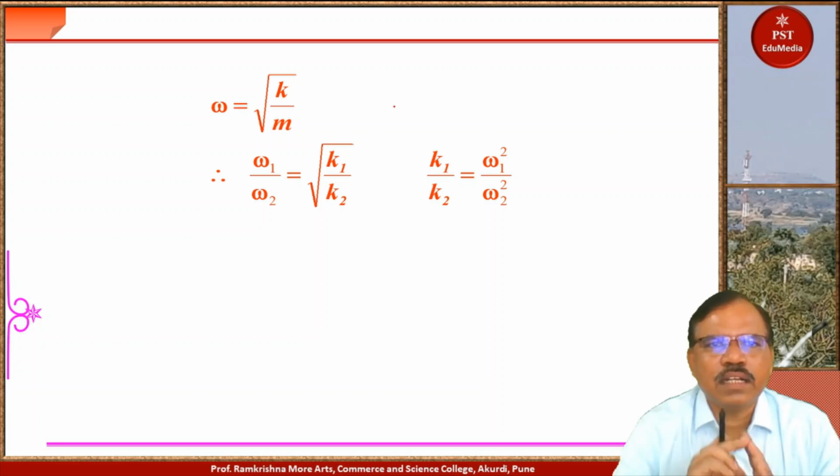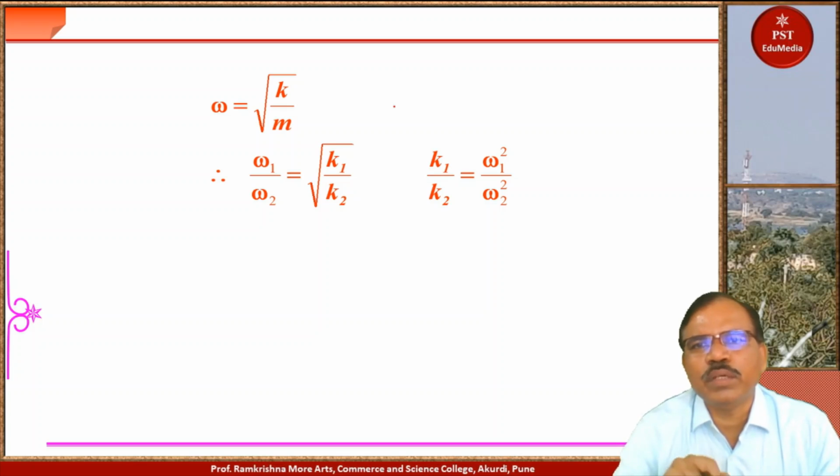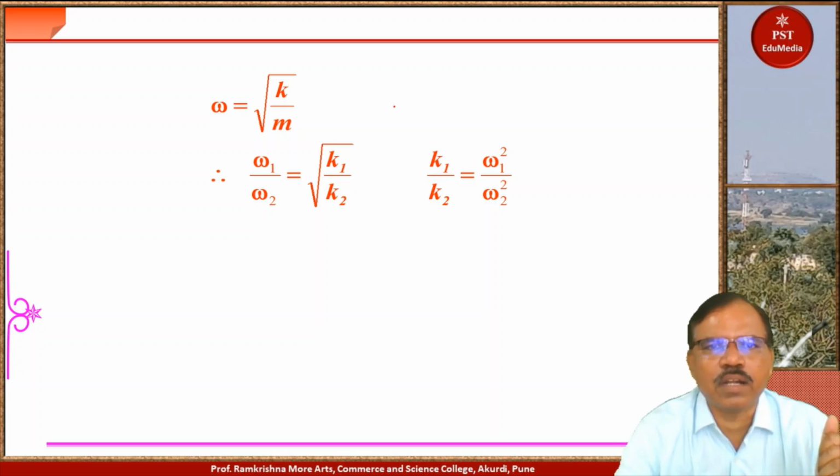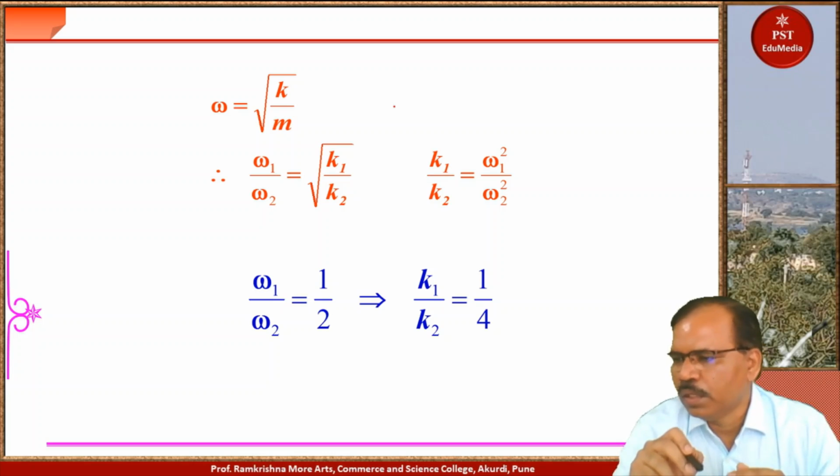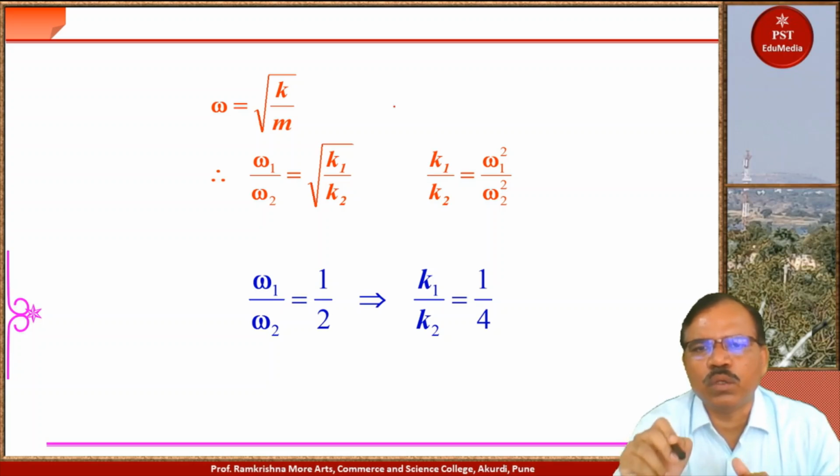In general, we know omega is under root k by m. So omega 1 upon omega 2 is root of k1 upon k2. So k1 upon k2 is omega 1 square upon omega 2 square. Suppose frequency ratio is 1/2, omega 1 upon omega 2 is 1 upon 2. It gives you k1 upon k2 is equal to 1/4.